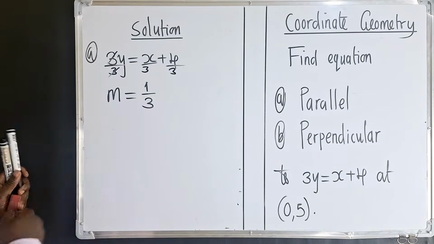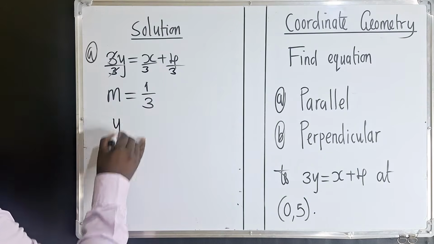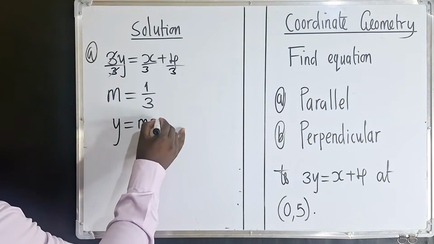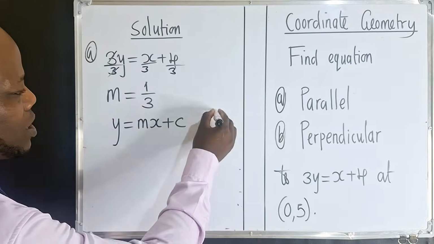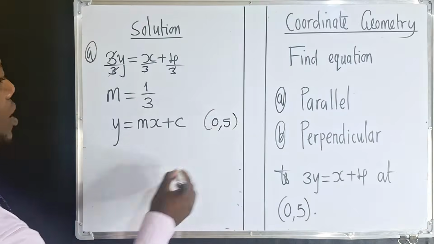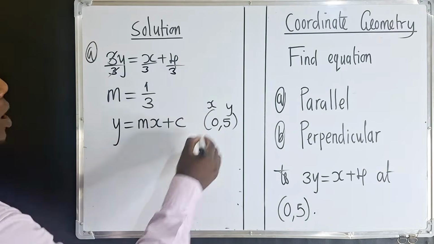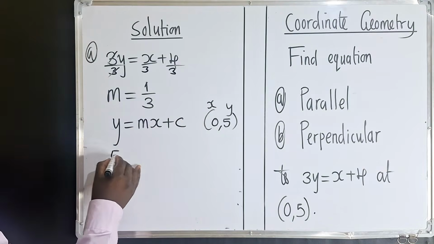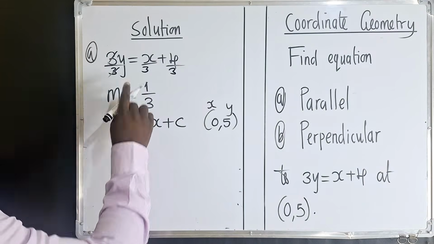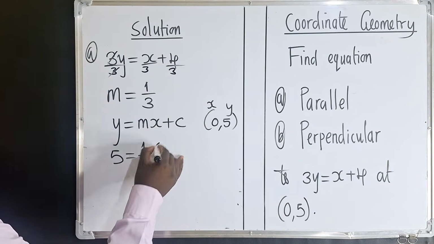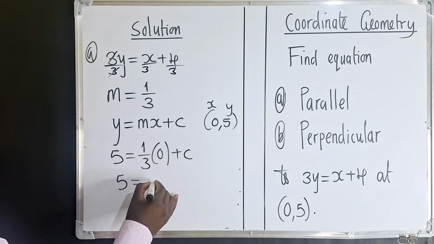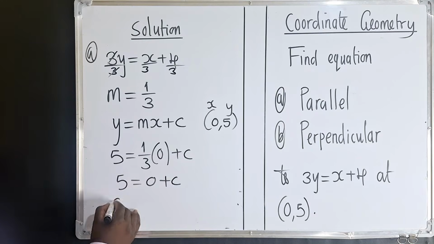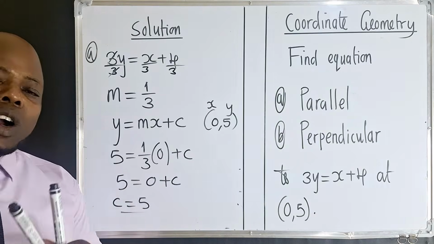So we shall say y is equal to m x plus a c. So what is our y? We know the point there, it's a 0,5. This is the x-axis, this is the y-axis. So y is a 5, which is equal to m is our gradient, which is a 1/3, and x is a 0 plus a c. So 5 is equal to 0 plus a c. Our c is equal to a 5. So we found the c to be equal to a 5.